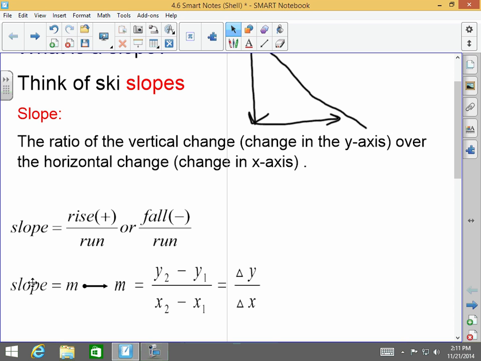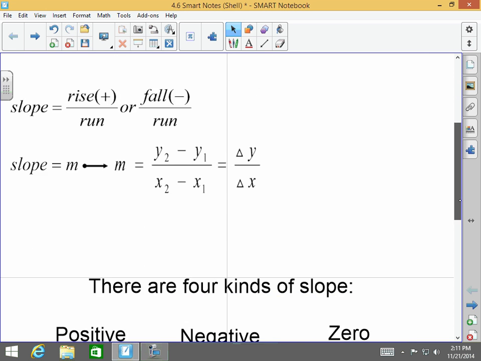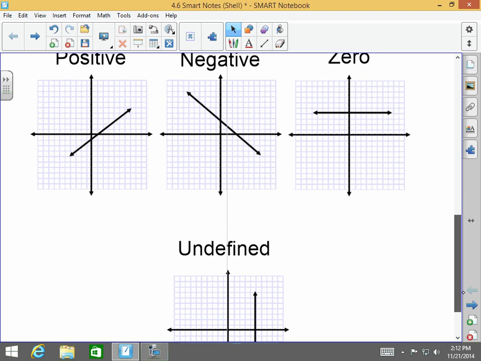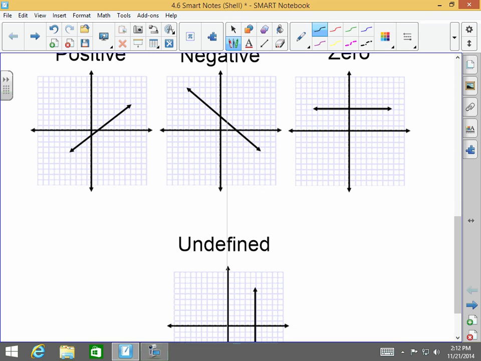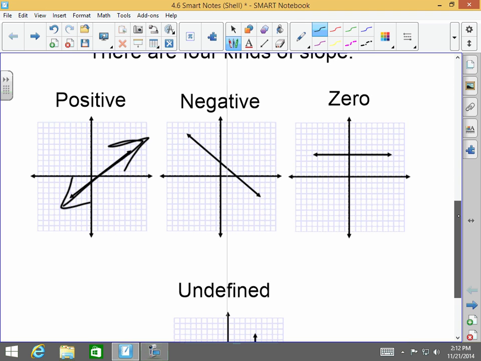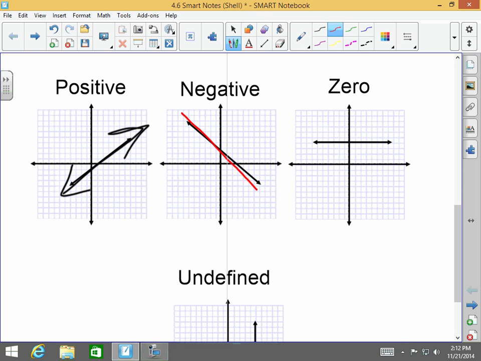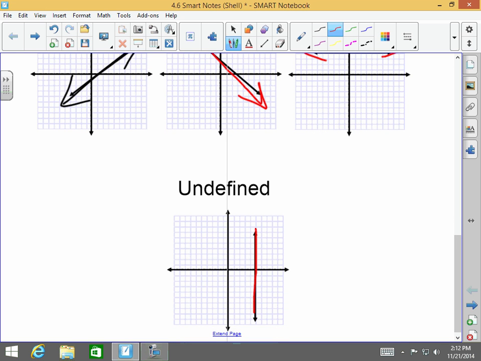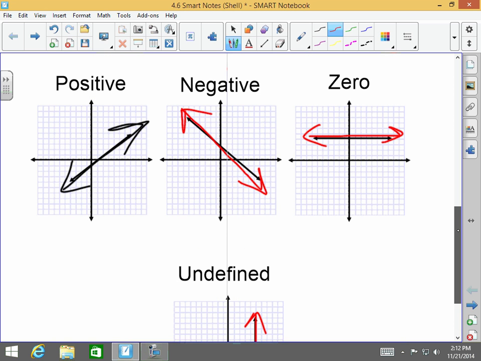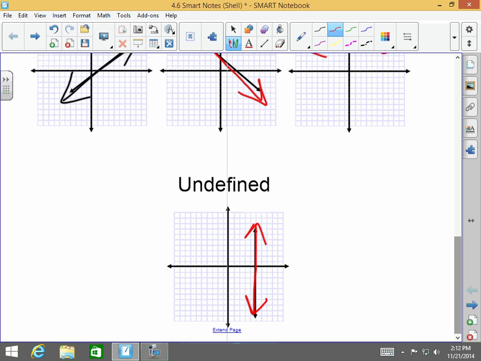There are four kinds of slopes. You have a positive slope that goes up from left to right. That's this one right here. You have a negative slope that goes down from left to right. You have a zero slope that is horizontal. This is when the numerator of the slope equation is 0. And you have an undefined slope, which is a vertical line going straight up and down. And this occurs when there is a 0 in the denominator. So when 0 is in the numerator, you have a 0 slope, horizontal line. When 0 is in the denominator, you have an undefined slope, which is a vertical line.